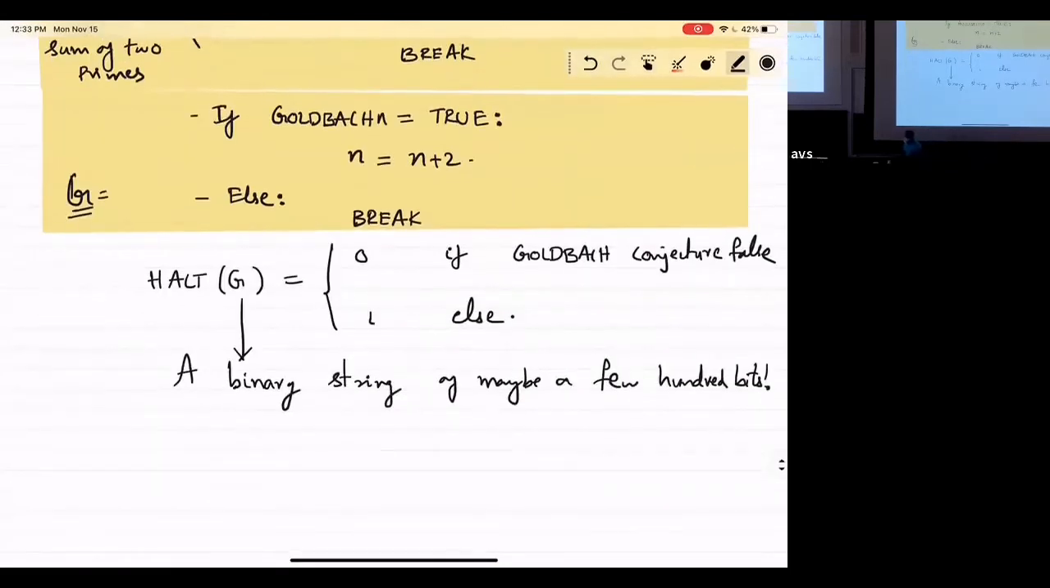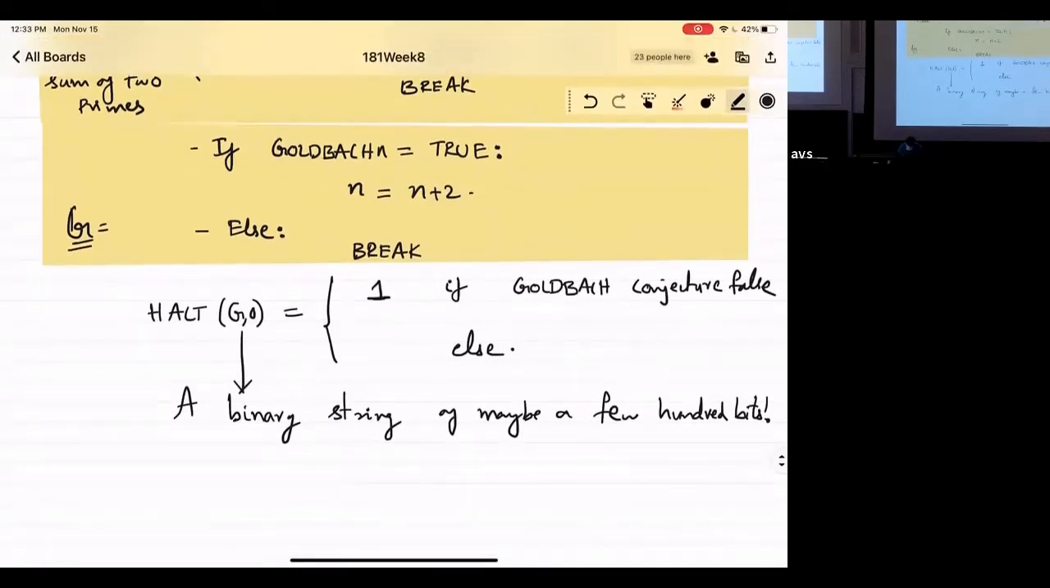Okay, so let's now, okay. Actually, that's a good question. Shouldn't halt take 2 inputs? Let me say 0 here. It doesn't really matter, right? In this program, we can just give any input, and I did have a typo here. The machine halts if the conjecture is false and doesn't halt if the conjecture is true. It's a good point. Thanks.